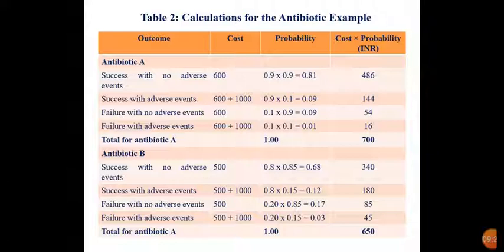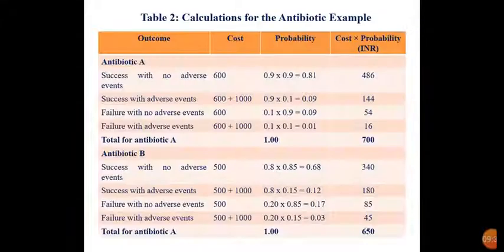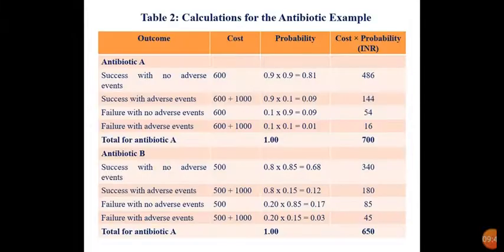Then what would be the probability? Success is 90%, so it is 0.90, and the possibility of an adverse event for antibiotic A is 10%, that is 0.10. Then it will become 0.9 into 0.1, which becomes 0.09. The cost and probability value is 144 rupees.